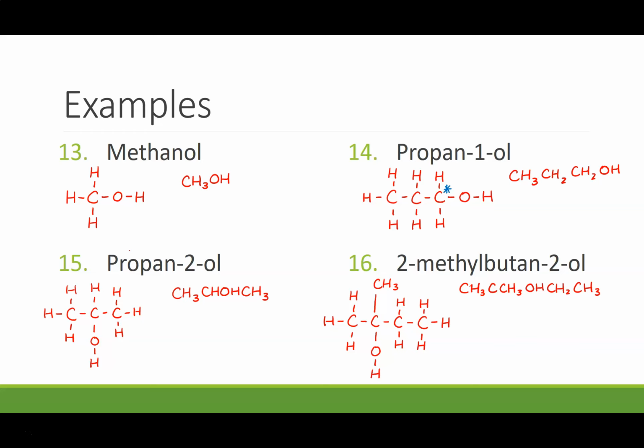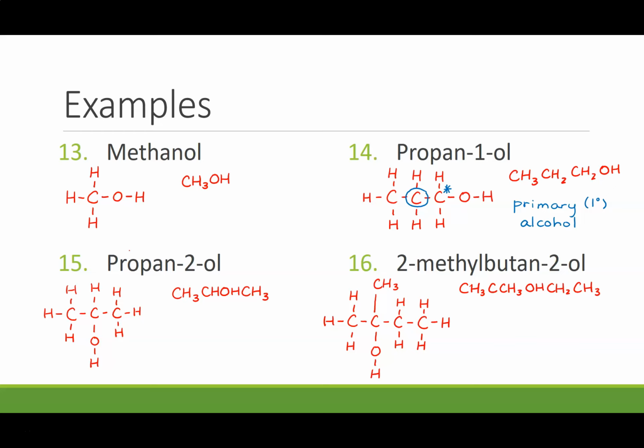Now go back to number 14, and I want to draw your attention to the carbon that has the hydroxyl group attached to it. I have put an asterisk right next to it. Notice that there's only one other carbon attached to it. This is what we call a primary alcohol. Okay, and we can abbreviate this as 1 with a degree sign for primary. So primary alcohols have one carbon attached to that carbon that has the hydroxyl group.